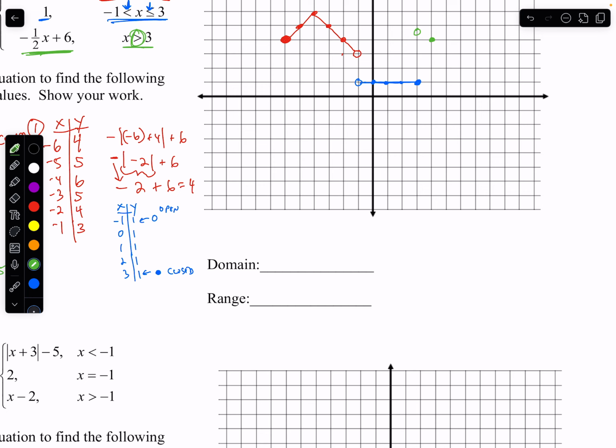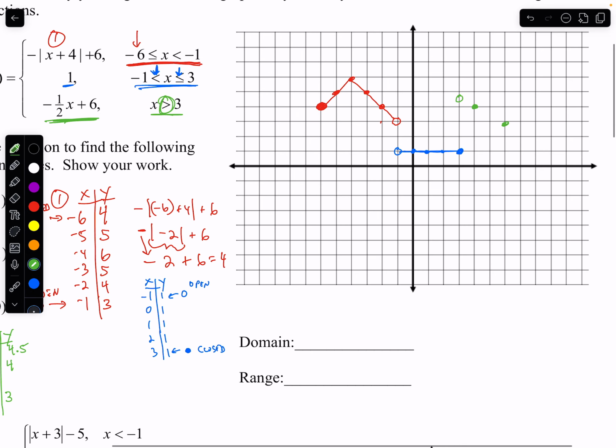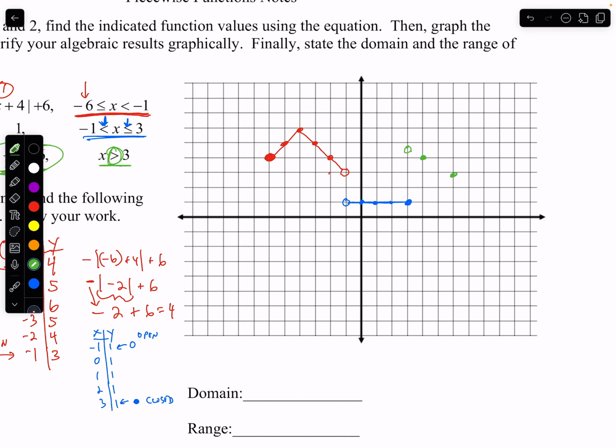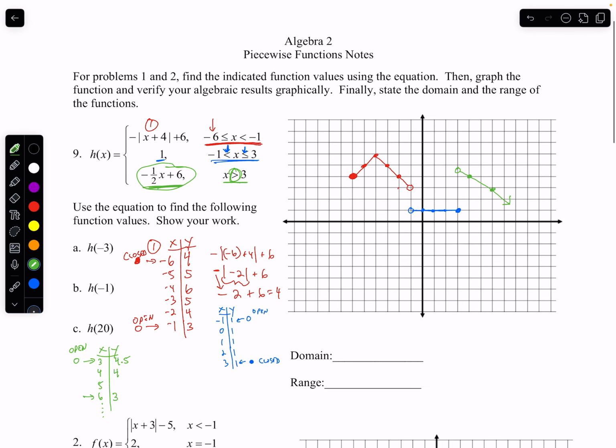1, 2, 3, 4, 5, 6, 1, 2, 3. The reason I skipped it is because I know that's just a line. So I don't need every single point. Once I have 2 points, I'm good. I could draw the line, and it goes forever. So we put the arrows. Okay?